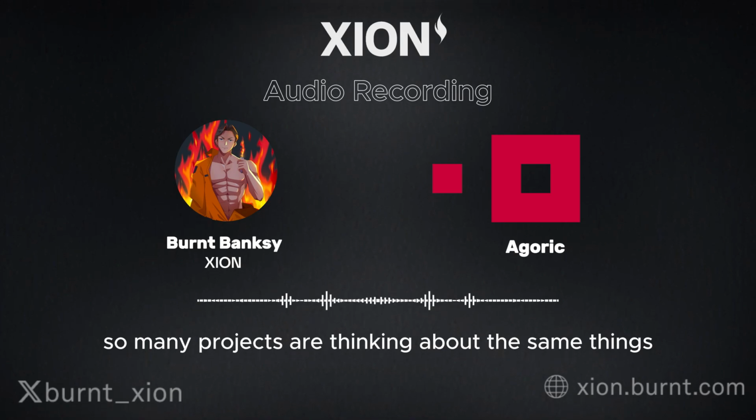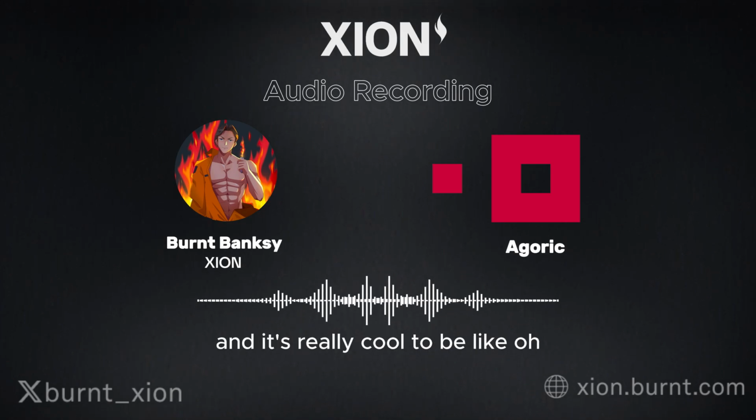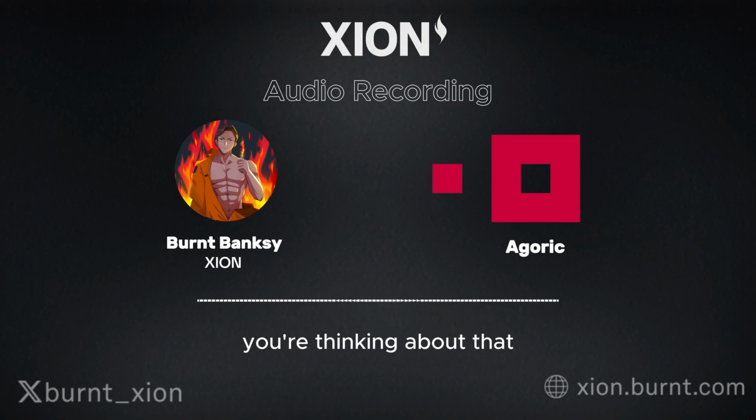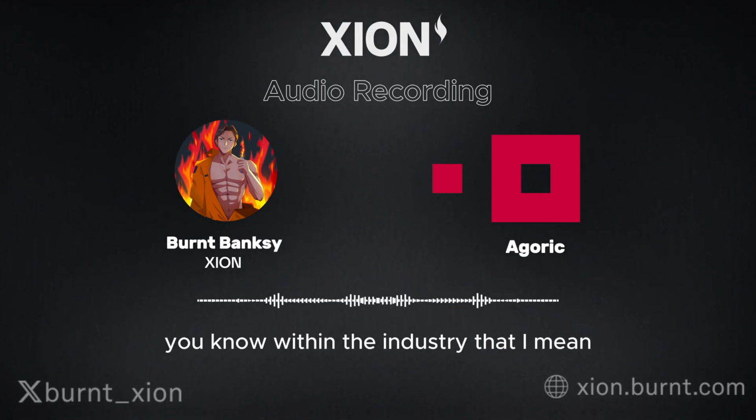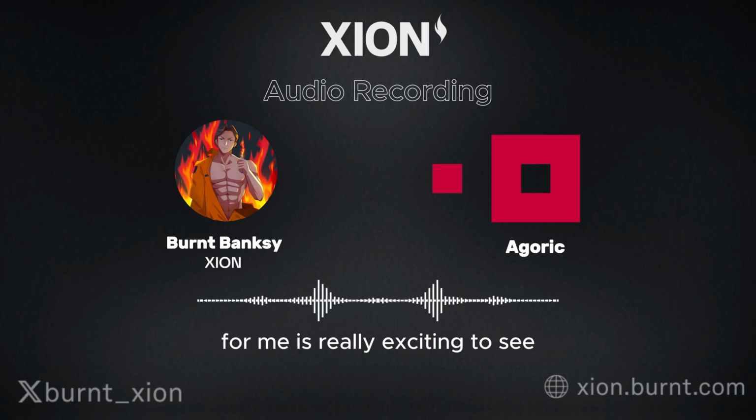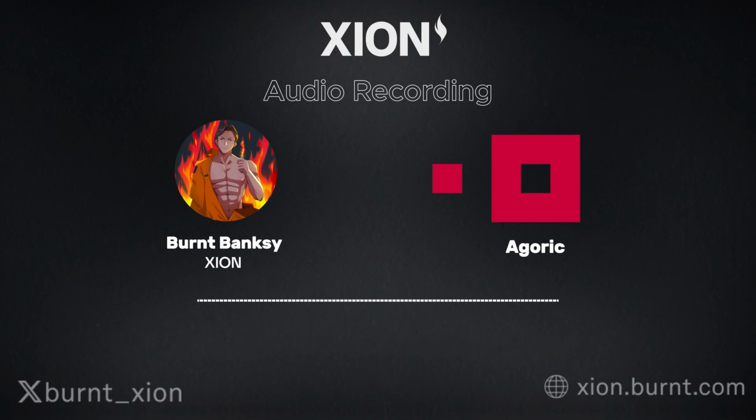And in the conversations we're having, so many projects are thinking about the same things, and it's really cool to be like, oh, you're thinking about that? We're thinking about that too. There's a level of coordination within the industry that, for me, is really exciting to see.